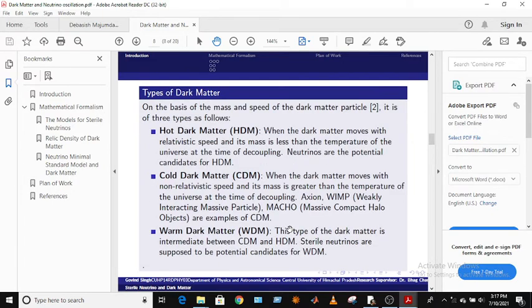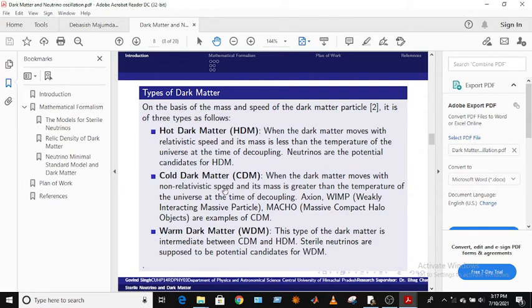There are various types of dark matter. On the basis of the mass and the speed of the dark matter particle, it is of three types. First is hot dark matter. When the dark matter particle moves with relativistic speed, that means a very high speed, its mass is less than the temperature of the universe at the time of decoupling. This type is known as hot dark matter, and neutrinos are the potential candidates of hot dark matter.